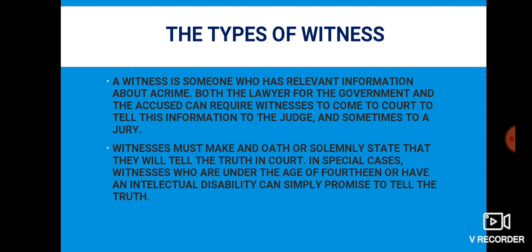A witness is someone who has relevant information about a crime. Both the lawyer for the government and the accused can require witnesses to come to court to tell this information to the judge and sometimes to a jury. Witnesses must make an oath or solemnly state that they will tell the truth in court. In special cases, witnesses who are under the age of 14 or have an intellectual disability can simply promise to tell the truth.